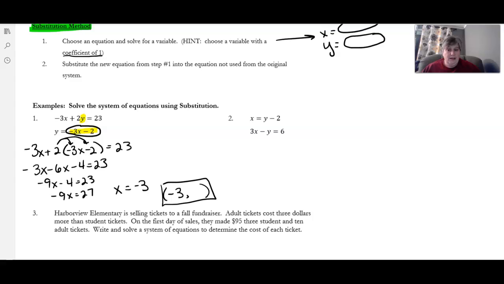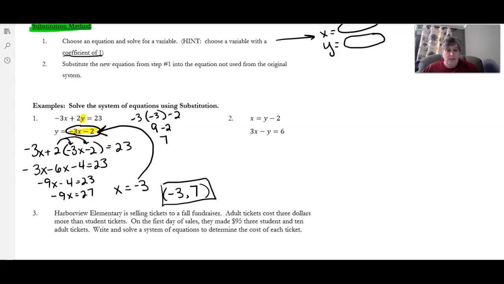Now, the second reason I circled something is because I take this and I plug it into the circle. And so having it circled helps me know where I'm going to have to plug it in. So it's going to be negative 3 times what I just found, which happens to be negative 3, minus 2. So negative 3 times negative 3 is a positive 9 minus 2, and 9 minus 2 is 7. So that's my second answer.